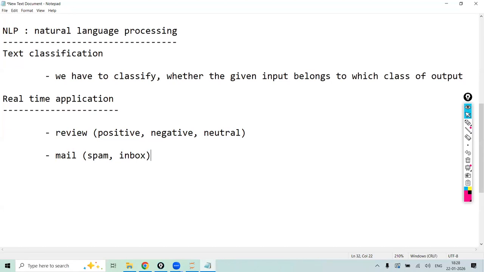Are the points clear? So now these are all the applications. Now in the inbox, for example, if I send a mail, something like this, guys, tomorrow we will do an end-to-end project here in text classification.